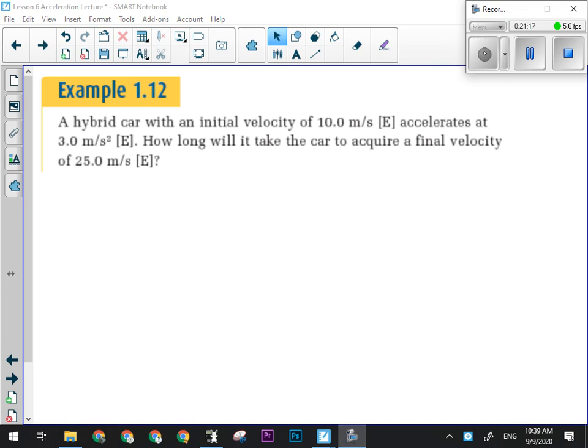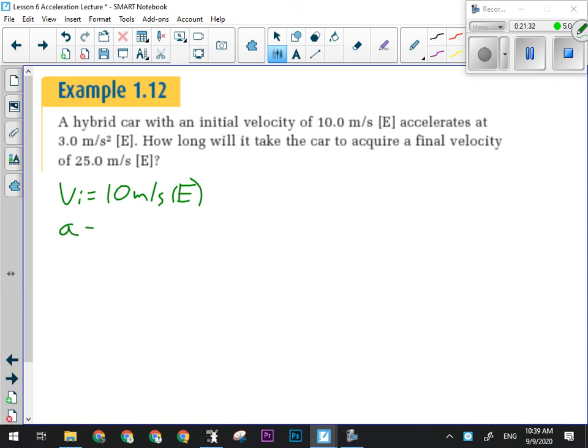So first step, write down our givens. So we have an initial velocity of 10 meters per second east. So that's VI, 10 meters per second east. Okay? And it accelerates at 3.0 meters per second squared east. So they just gave me A. And I can tell that from the units. And the question said it was accelerating at that rate. So meters per second squared east. Okay? So far everything mathematically is positive. Right? I don't have anything that's backtracking.